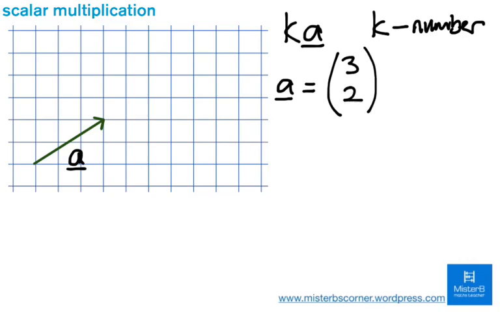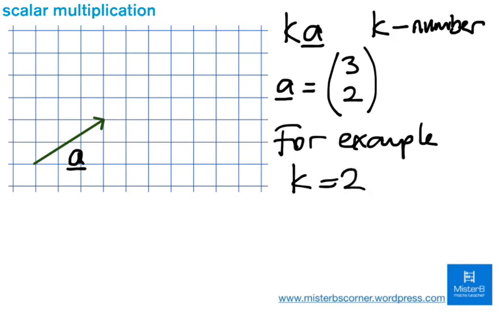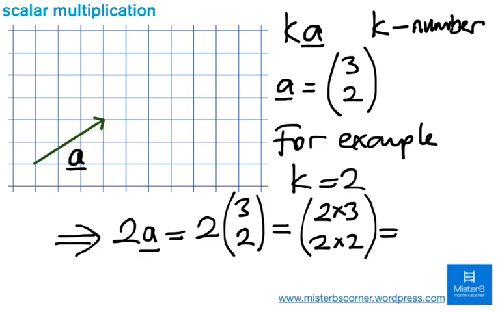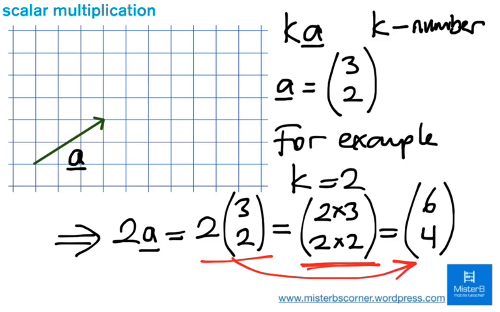And if I consider, for example, K to be 2, this will become 2A. So it's going to be 2 times the column vector, right? All I do is 2 times 3, 2 times 2. So I'm going to have (6, 4). So while doing the scalar multiplication, I don't even need to show this. I can directly write this one and go to the result.